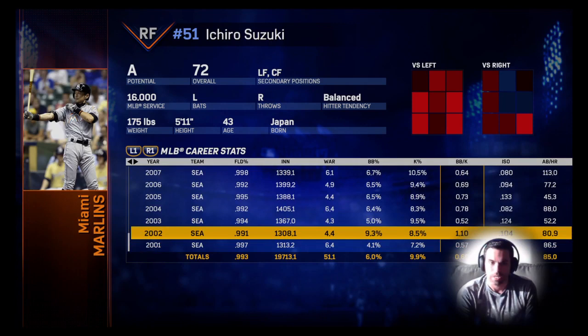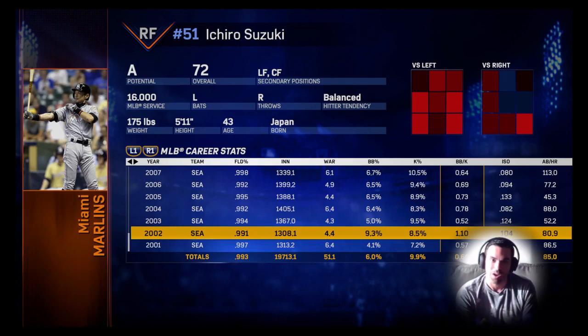He was walking more than he struck out, and that's pretty remarkable. And again, that's not like putting the ball in play more than he struck out. That's walking, drawing walks more than he struck out.